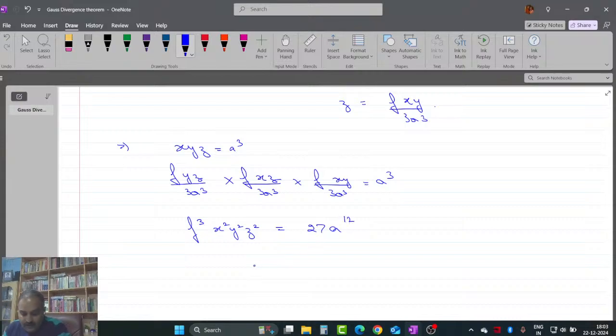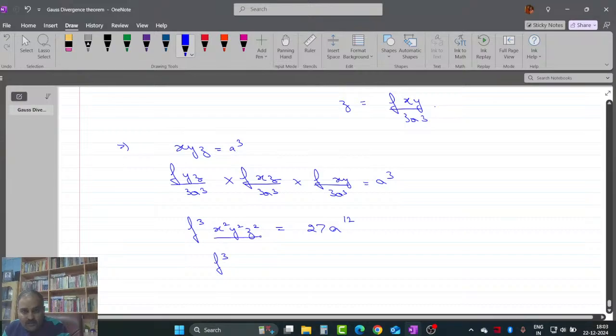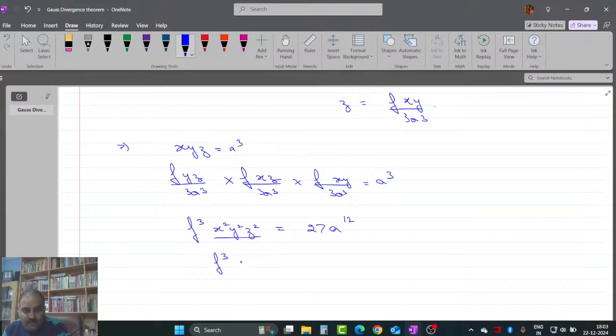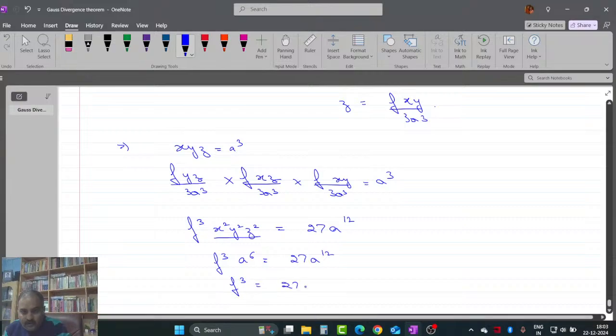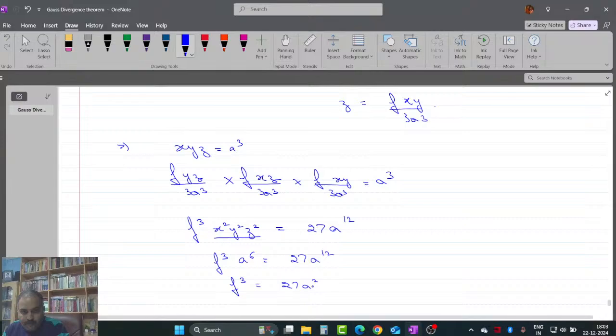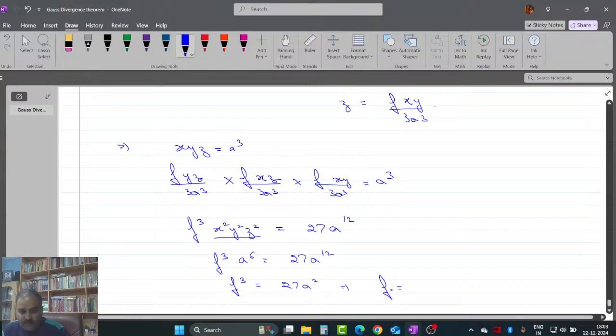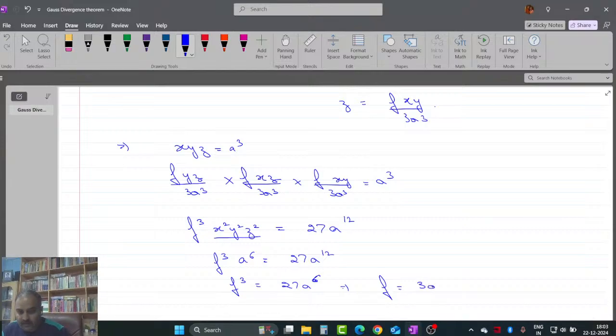Okay, so if I take the root of this part, it can be written as x cube y cube z cube, that is also a raised to 6. A raised to 6 is equal to 27 a part, so that means f cube is equal to 27 a square. Or we can say f will be equal to 3a square. This is the value of your f.